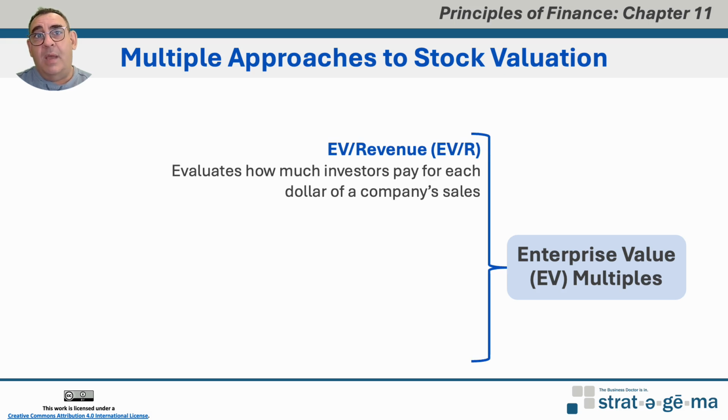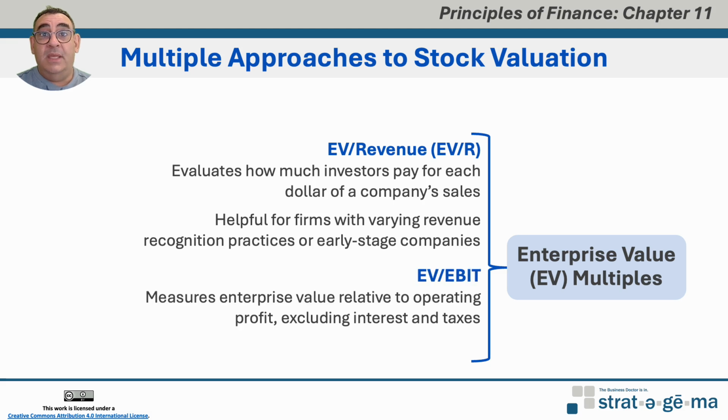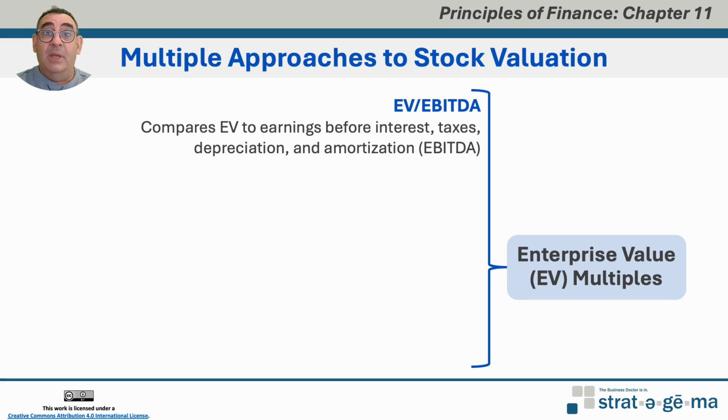So this will evaluate how much investors will pay for each dollar of a company's sales. These are handy for firms that have varying revenue recognition practices or companies that are in very early stages or startups when the nature of their revenues may differ quite substantially. Another one is EV over EBIT, or earnings before interest and taxes. So this looks at the enterprise value relative to operating profit and excludes interest and taxes. So this gets us looking at it more from an operational perspective, exclusive of financing and taxes, which are out of the company's control.